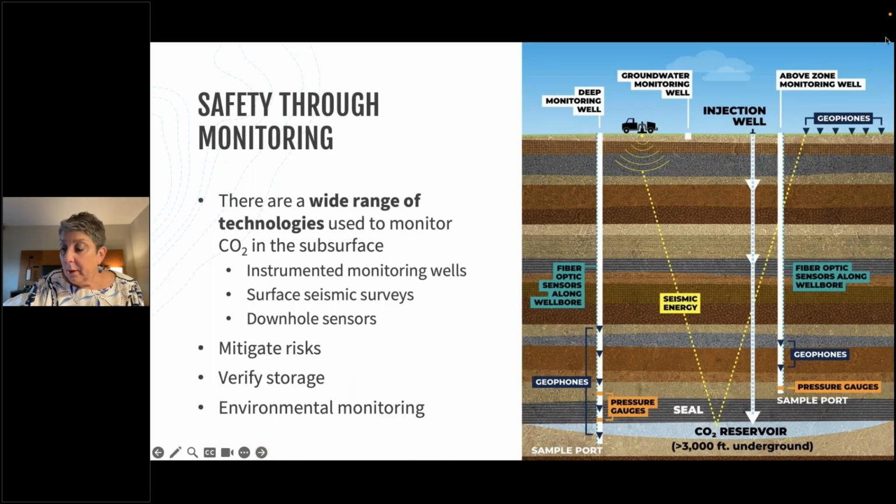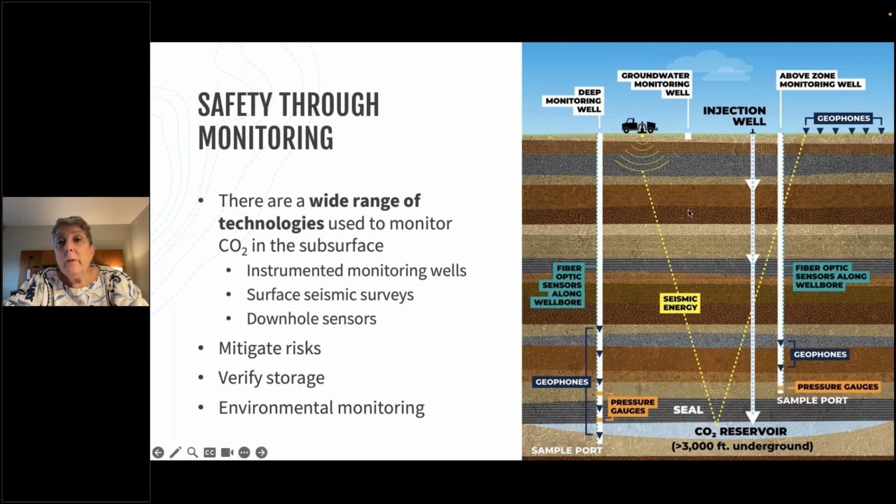So let me talk a little bit about monitoring and the ways that we go about ensuring that the stored carbon dioxide is in fact staying where it has been stored. There's a wide range of technologies that get used. Some of those happen along the well. For example, you can have fiber optic cables along the well, which allow you to measure pressure and temperature in real time. We have ports that allow you to take fluid samples, and pressure gauges, which allow you to understand if there are any significant pressure changes in the subsurface.